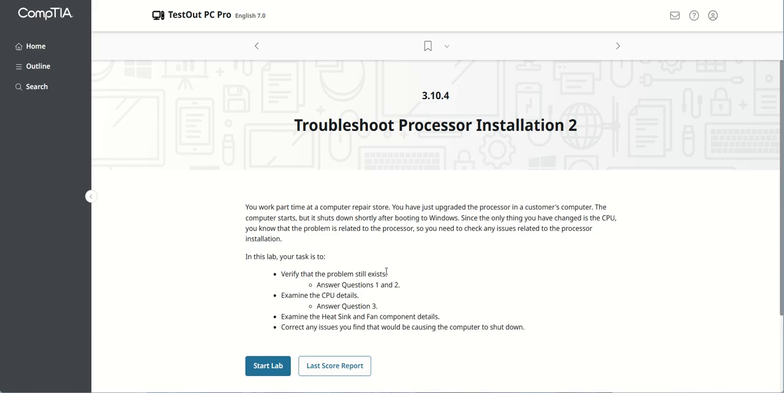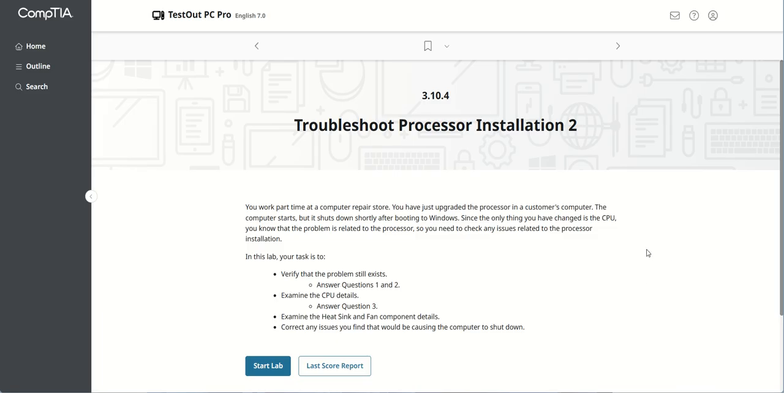This lab, we're going to troubleshoot processor installation. This is the second lab of this section. So, here's the scenario. You work part-time at a computer repair store. You have just upgraded the processor in a customer's computer. The computer starts, but it shuts down shortly after booting to Windows. Since the only thing you have changed is the CPU, you know that the problem is related to the processor. You need to check any issues related to the processor installation.